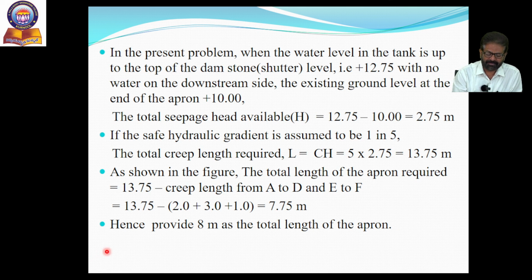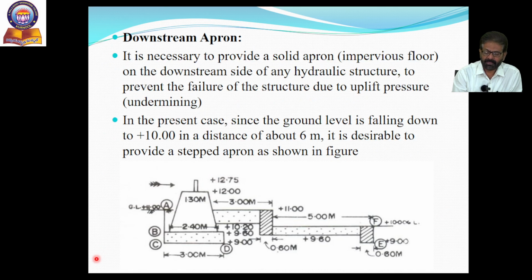We can clearly observe, see here, this level is plus 10 meters, this 12 meter is the crest level of the weir wall, and plus 12.75 is the top of the shutter or top of the dam stone.